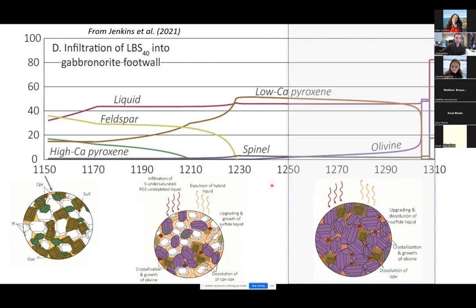about 1250 degrees C. Sulfide in the footwall actually increases, and it's being upgraded by the incoming undepleted melt. Once we hit 1250 degrees C, we begin to actually dissolve some portion of that sulfide liquid that's in the mush. Olivine continues to grow, and orthopyroxene begins to dissolve.